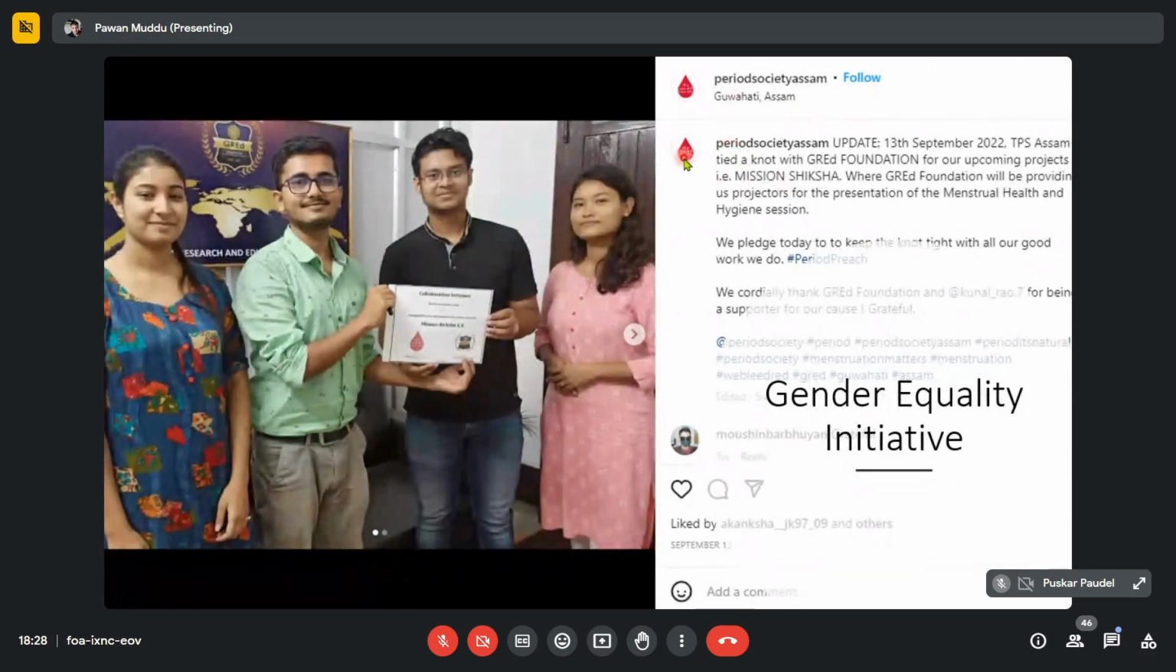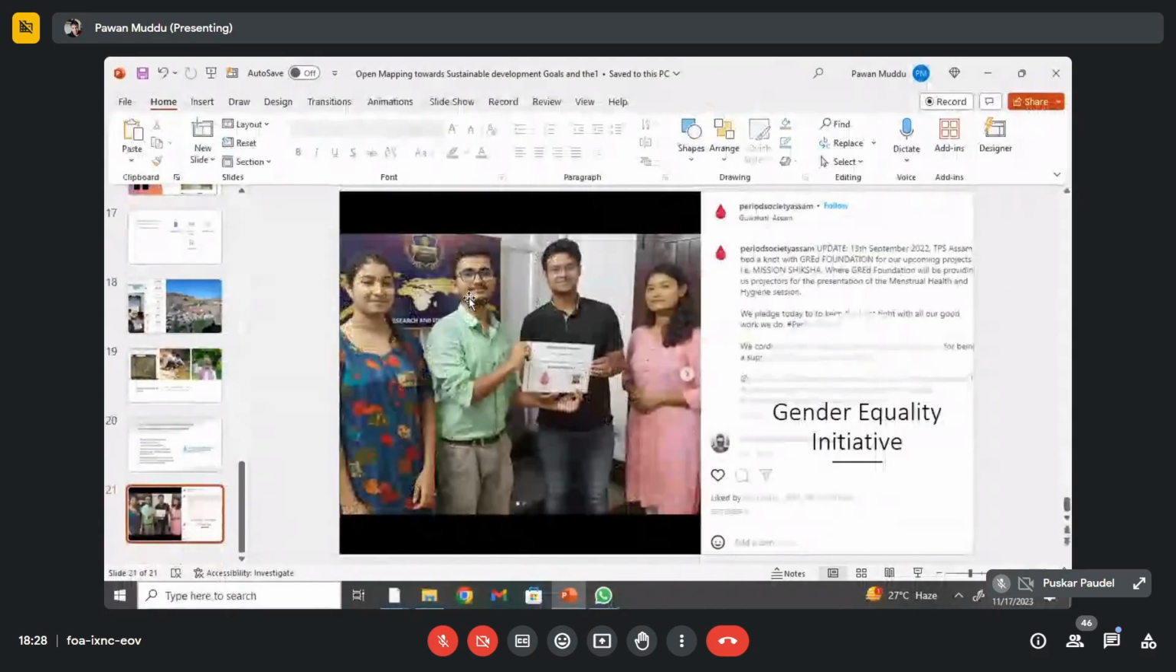So this is a nice initiative that we have contributed to with them, with the Mission Shiksha. We are a small budgeted organization, so we're giving some projectors to these guys, and they did a great job in educating people about women's health. So these are some of the things that we have done.